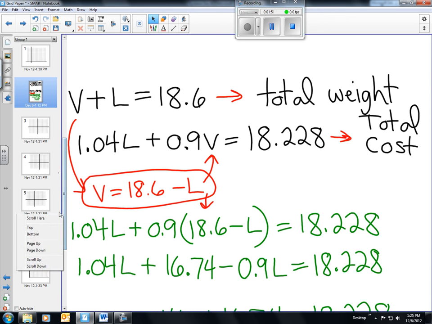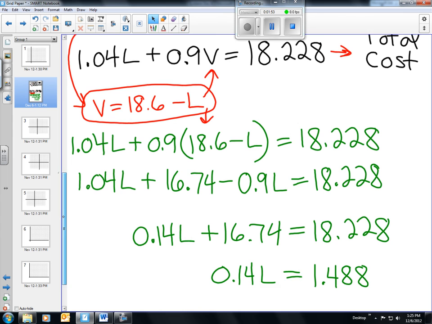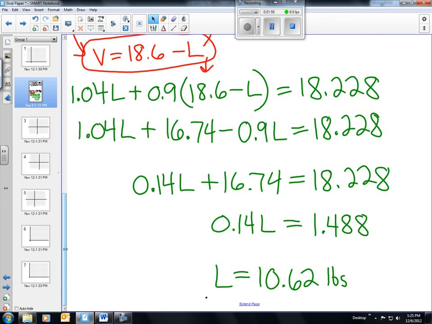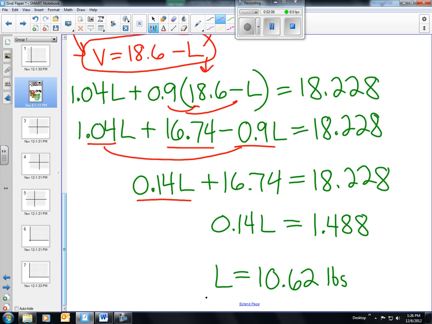And that's what I wrote down here in the green, is how that would substitute in for V. Then I went ahead and solved it first using the distributive property. So here and here give you these two terms. And then I combined the like terms here and here to get that term. And then I subtracted the 16.74 from both sides, and that's where I got this equation. And then I divided both sides by 0.14. And that's how I got L is equal to 10.62.